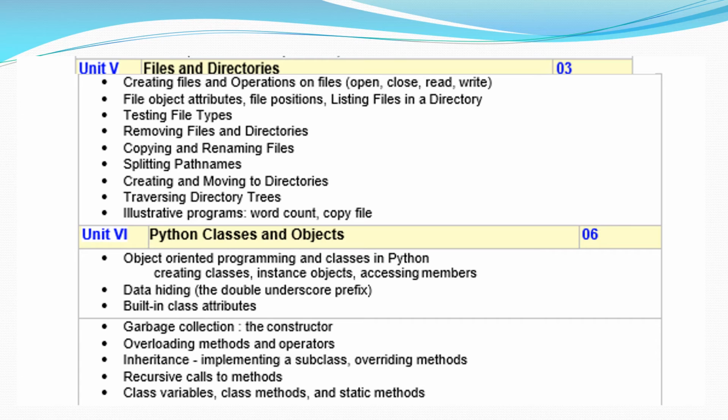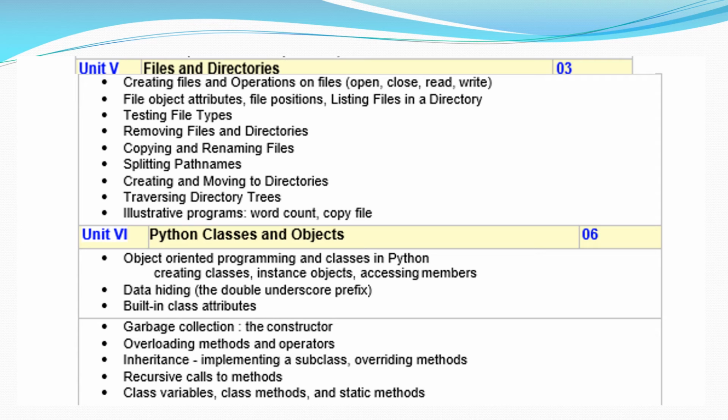We can perform operations such as remove file from directory, copy or rename the file, then splitting the path names, creating and moving directories from one path to another, or traverse the directories. Using file, we can find out word count, means total number of words in a file, or copy file from one location to another location. This chapter covers all the basic I/O functions available in Python.